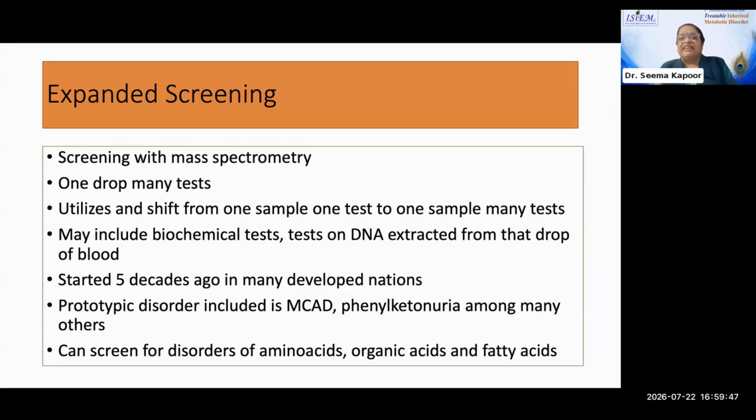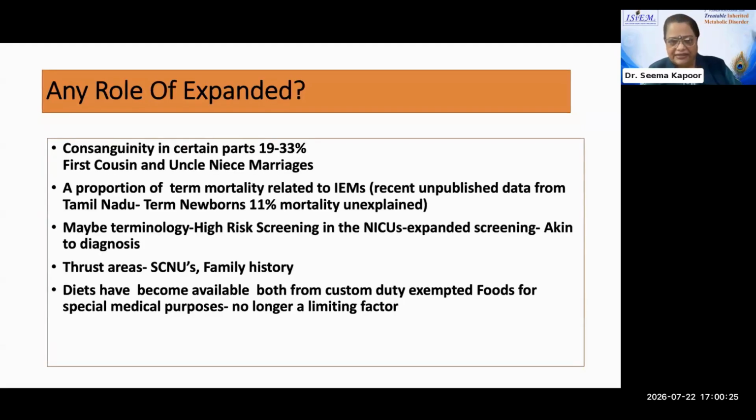Expanded panel was screening with tandem mass spectrometry, in which from one drop you could do 56 tests. And now today you can do 90 tests. So it shifted from one sample, one test to one sample, many tests. These samples could be biochemically tested, tested on DNA. We are just 63 years behind the world in expanded screening, and Delhi has just launched its pilot Mission ANMOL, which includes expanded screening. It can screen for disorders of amino acids, organic acids, and fatty acids.